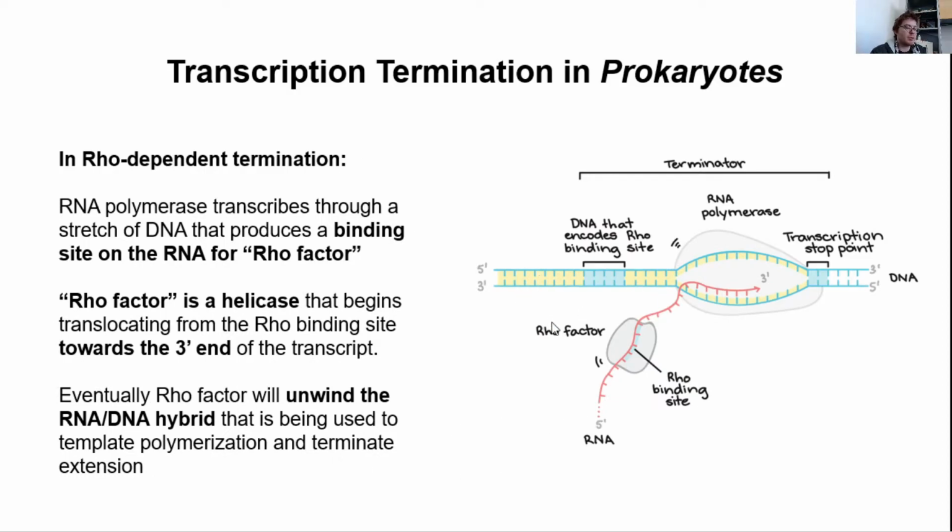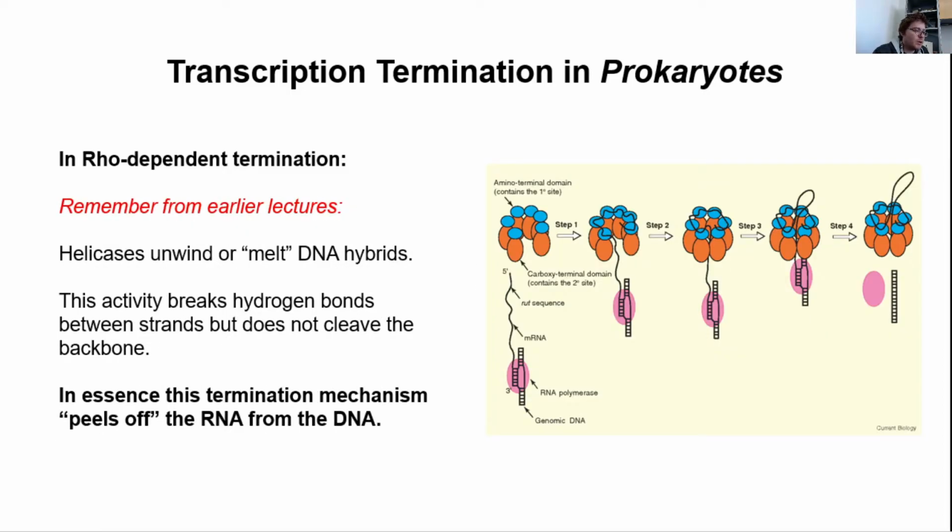Okay, and so in this case, we're using a helicase activity to get this job done. And I just want you to kind of double down on this. We've seen helicases before. Remember, these aren't enzymes that are going to break covalent bonds. They're not nucleases. They don't cleave anything. They're simply going to unwind or melt nucleic acid hybrids, and this should say DNA or RNA hybrids here. It's not just specific to DNA. I apologize. And so what this activity is doing is it's breaking hydrogen bonds between strands, but it's not cleaving the backbone.